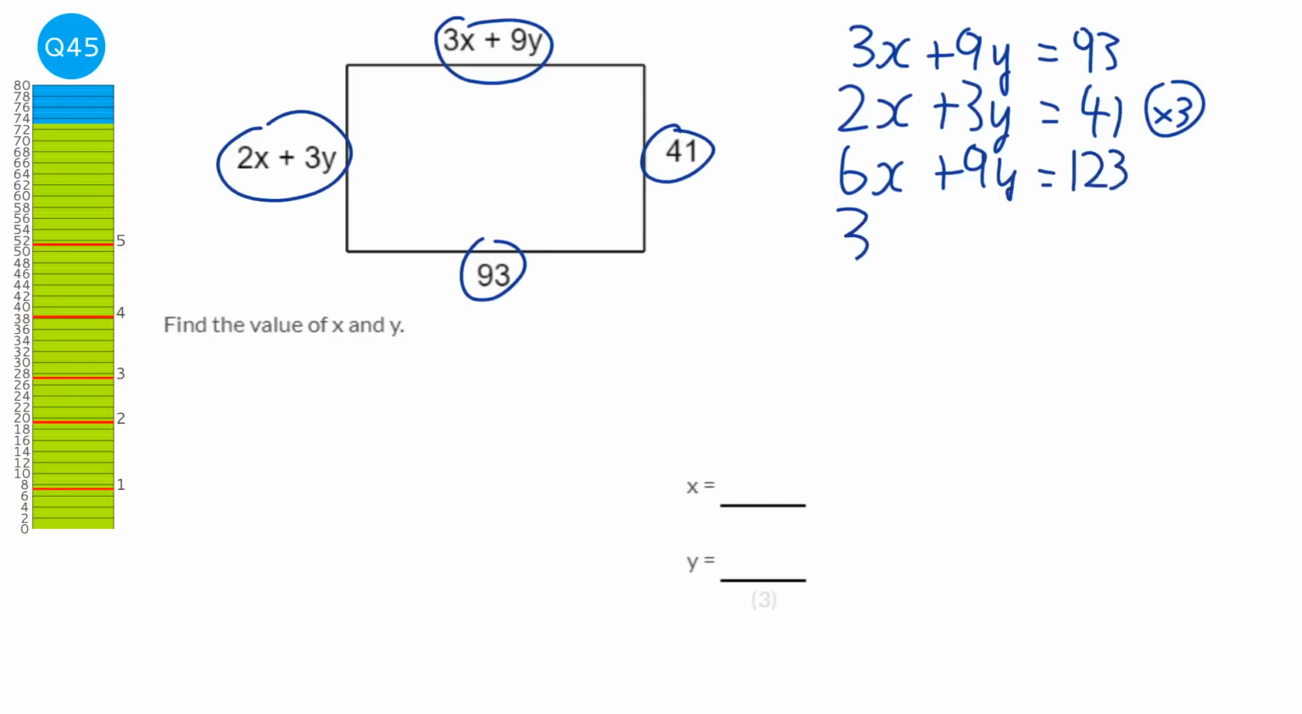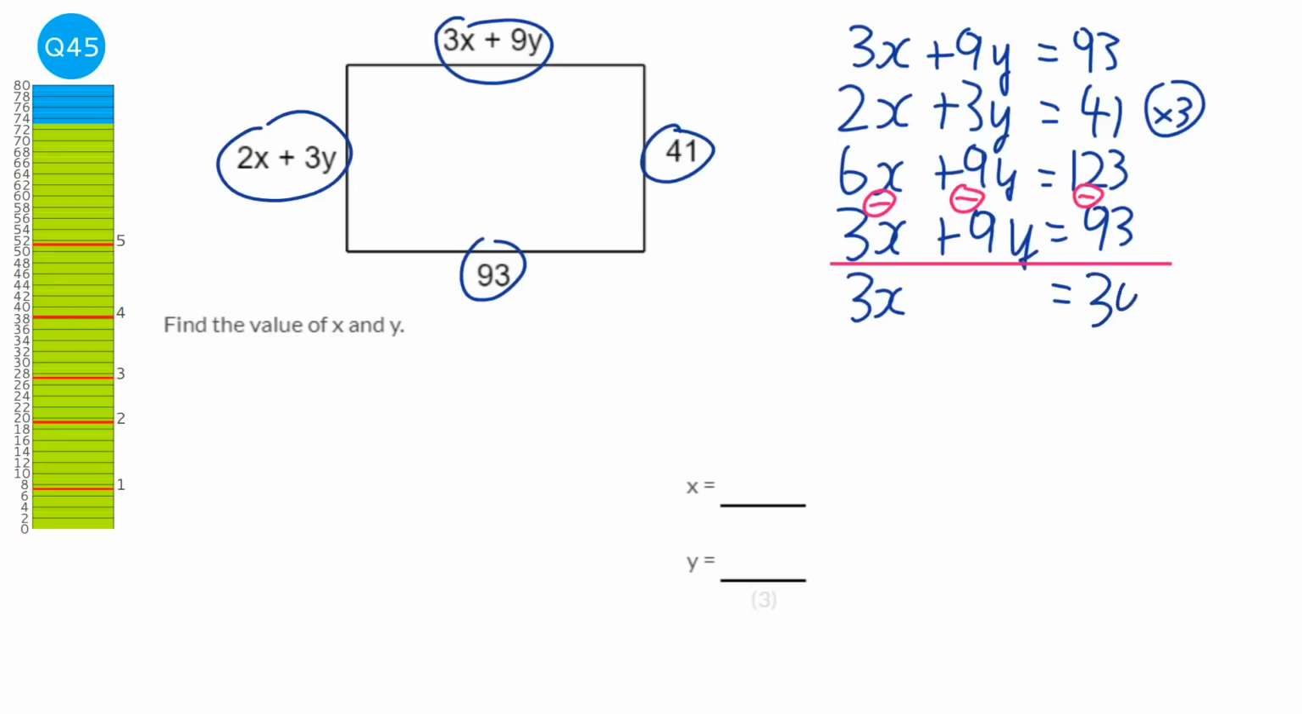And I'm just going to write in the first equation underneath, because with simultaneous equations we work downwards. Now looking at the signs, they are the same, and the s in same is the s in subtract. So we're going to subtract going downwards. So 6x take away 3x is 3x. 9y take away 9y is nothing, which is good. That's what we need. And then 123 take away 93 is 30.